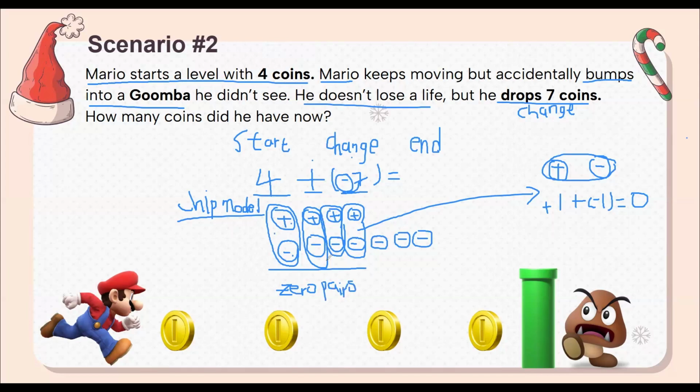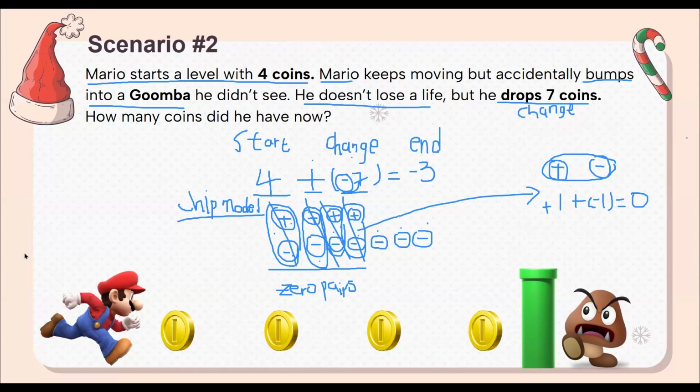So we have 1, 2, 3, 4, 4 zero pairs. Every time we have a zero pair, we cross them out. It means they're going to add up to 0, so it doesn't matter anymore. Now let's count how many chips are remaining. We have 1, 2, 3 negative chips. So our answer is -3.